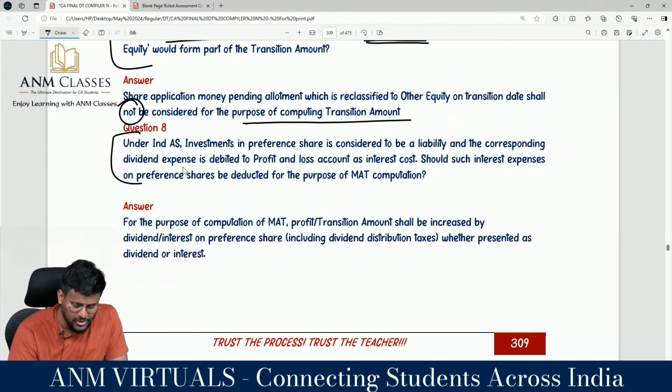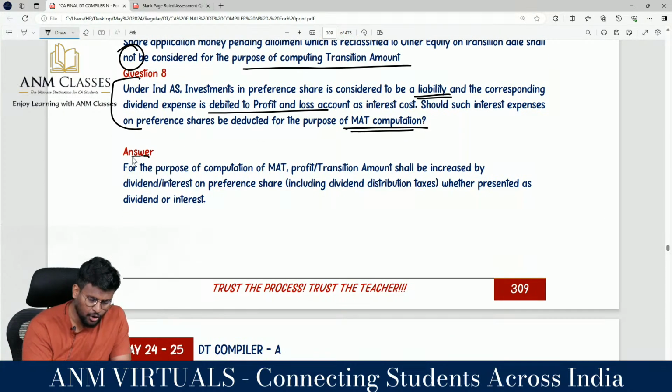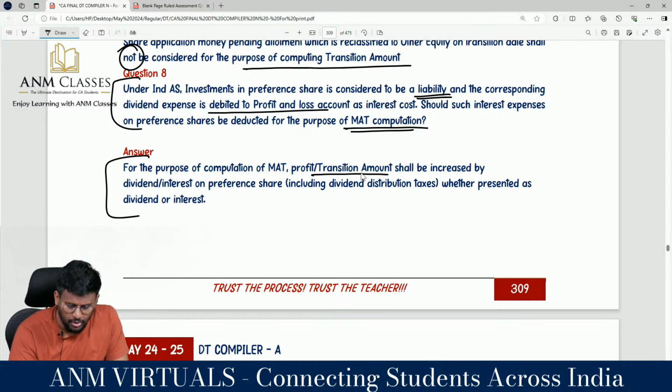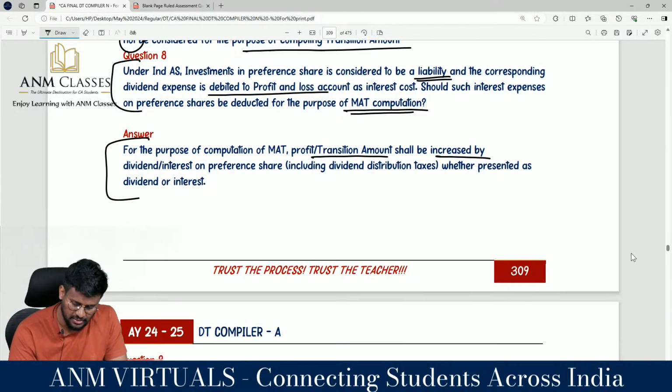Under Ind AS, investment in preference shares is considered to be liability and corresponding dividend expense is debited to P&L account as interest cost. Should such interest expense on preference shares be deducted for the purpose of MAT computation? For the purpose of MAT, profit or transition amount shall be increased by dividend interest on preference shares, including dividend distribution tax, whether presented as dividend or interest.